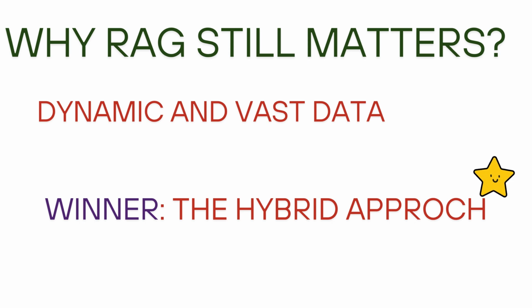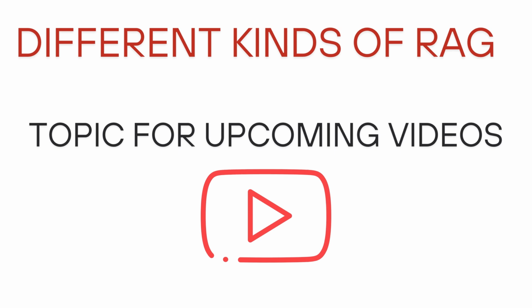But here's the real takeaway. The winner isn't RAG versus long context models, it's a hybrid approach. By combining the breadth and dynamic access of RAG with the depth of long context understanding, we can build systems that are both accurate and intelligent, grounded and fluent, the best of both worlds. So even with giant context windows, RAG still plays a critical role in building smart, efficient, and trustworthy AI systems.